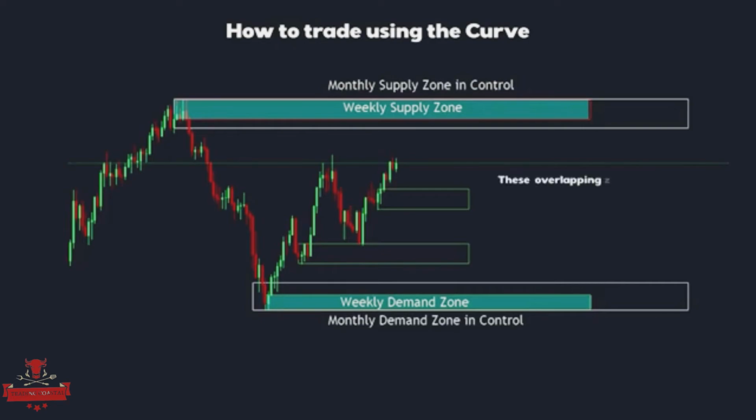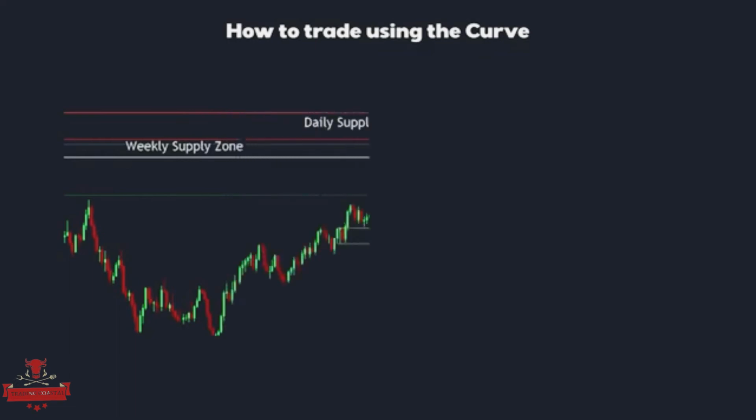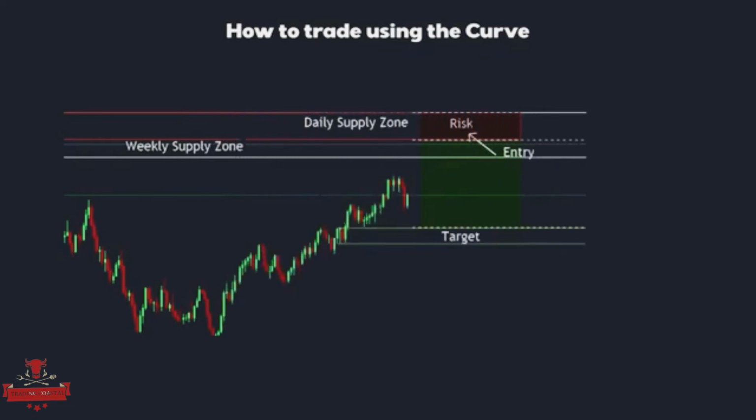These nested or overlapping zones have high probability of success because the higher time frame zones are more powerful than the lower ones. Price is near the monthly supply zone, which means that soon price will reverse down and pierce all the demand zones that are up in the curve.